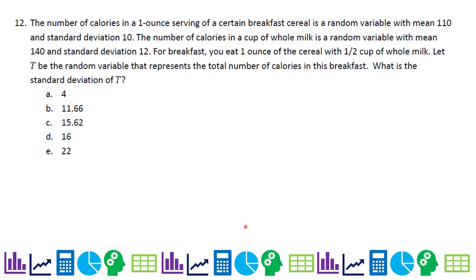Number 12. The number of calories in a 1 ounce serving of a certain breakfast cereal is a random variable with mean 110 and standard deviation 10. The number of calories in a cup of whole milk is a random variable with mean 140 and standard deviation 12. For breakfast, you eat 1 ounce of the cereal with a half cup of whole milk.